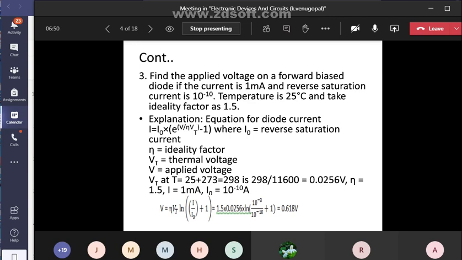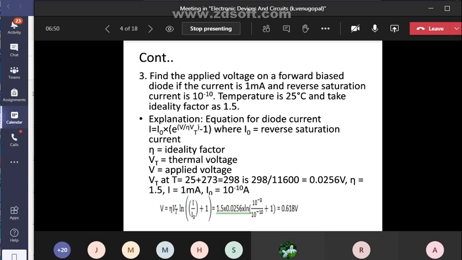So Vt equal to 26 millivolts, eta equal to 1.5, I equal to 1 milliampere, and I naught equal to 10 power minus 10 amperes. We require the applied voltage. From this equation we can write V equal to eta Vt ln of I by I naught plus 1. This I naught comes to this side, that becomes I by I naught, and this minus 1 comes to this side. So then I by I naught plus 1.